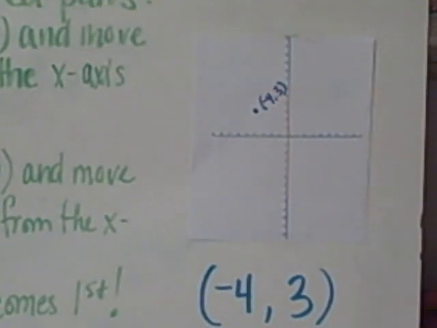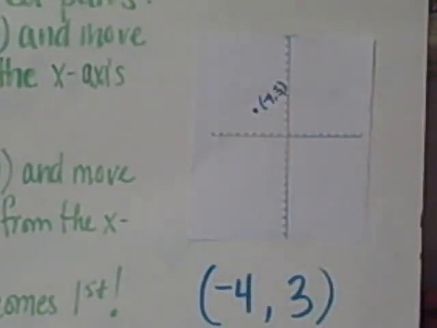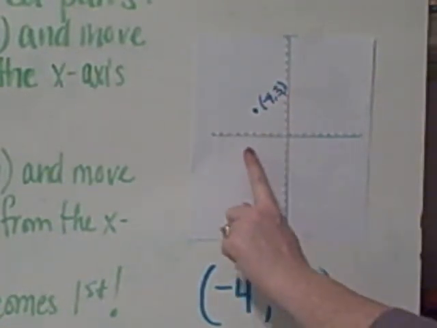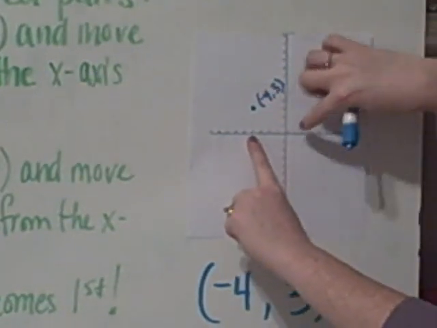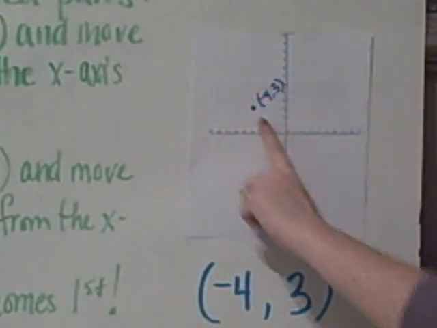Now, one thing you can do if you're really struggling with being able to move over and move up is go back to using the system that we used before. You can go along the x-axis to your first number, go along the y-axis to your second number, and figure out where those 2 points meet. And that's where you would put your dot.